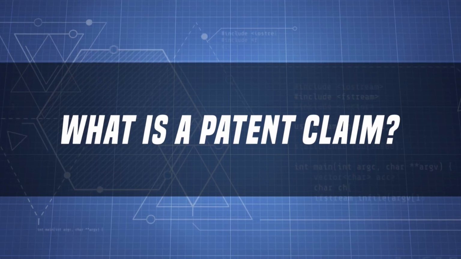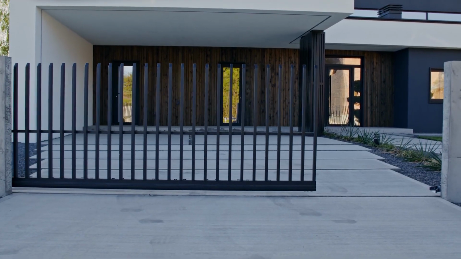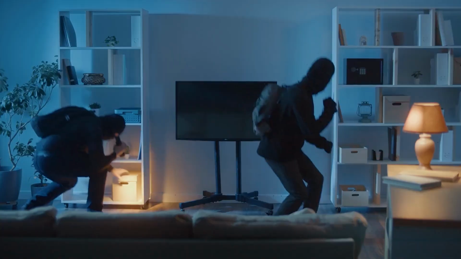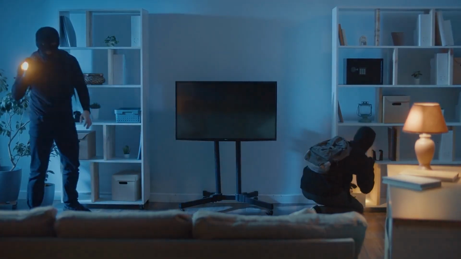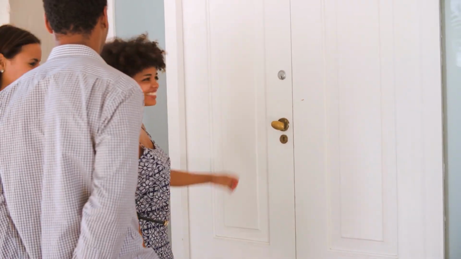What is a patent claim? A claim defines the legal boundary of your invention in your patent. Think of it like the property line around your house. If someone comes inside that property line, they're a trespasser. If they're outside of it, they're free to do whatever they like.